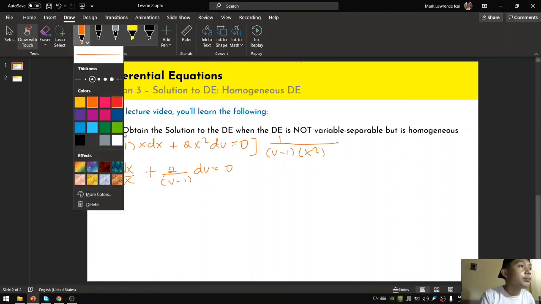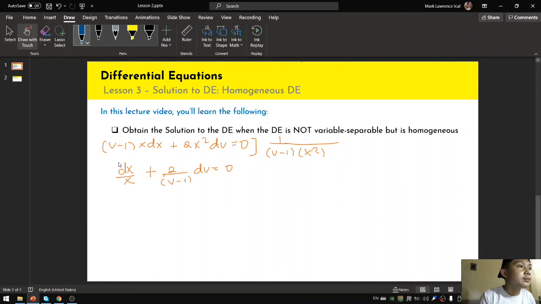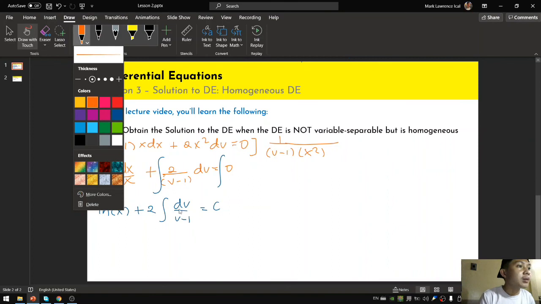So we perform integration. Okay, so this is ln of x. This is plus 2 integral of dv over v minus 1 plus 2c. Okay, focus muna tayo dito. Ito na naman papahirap sa buhay natin.